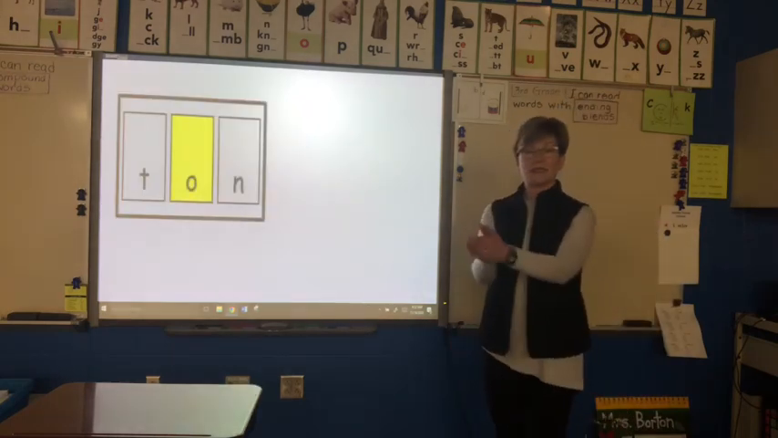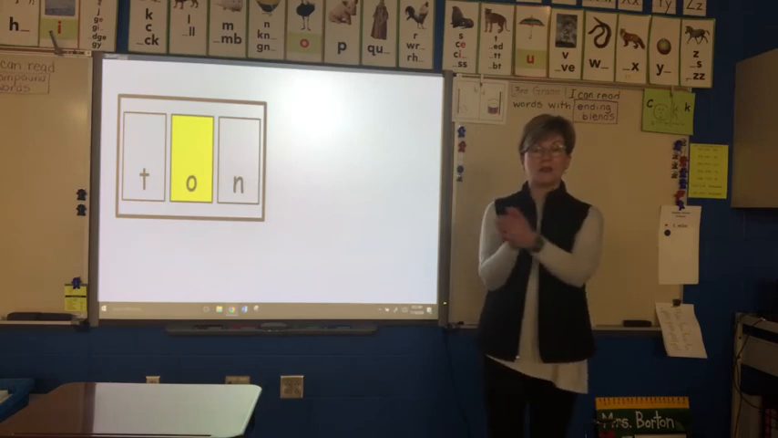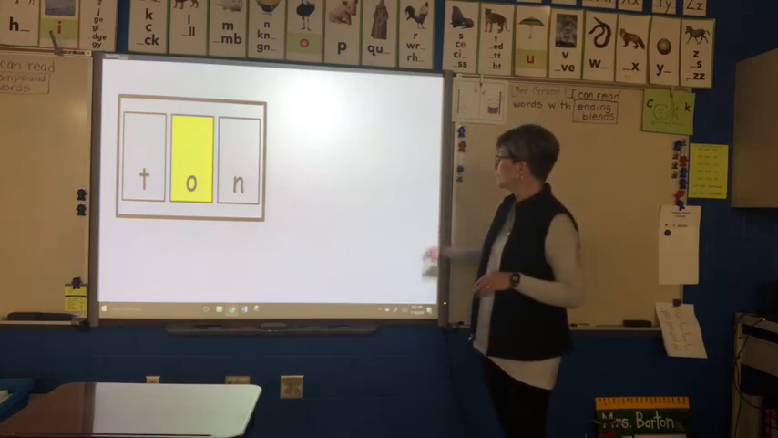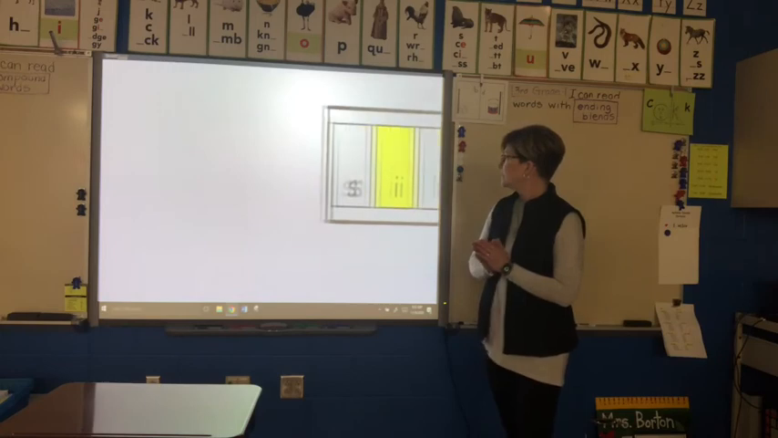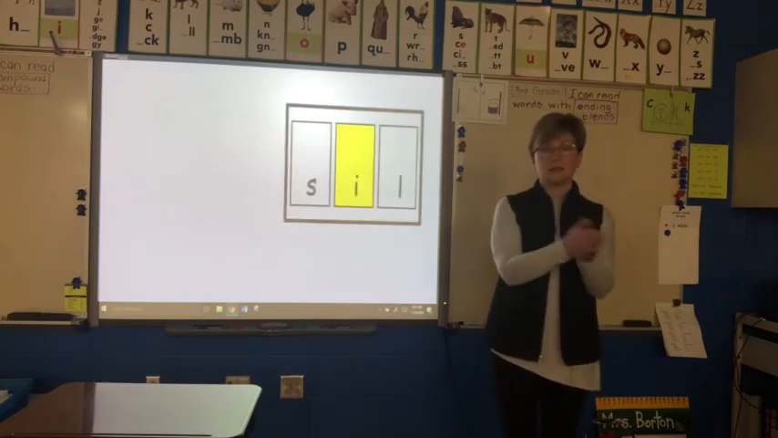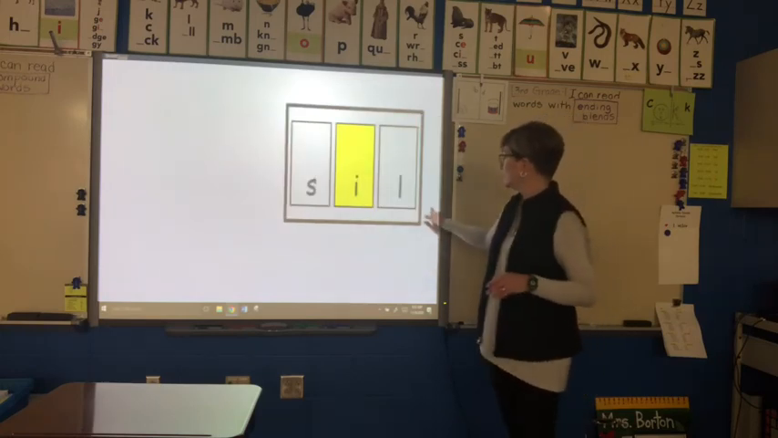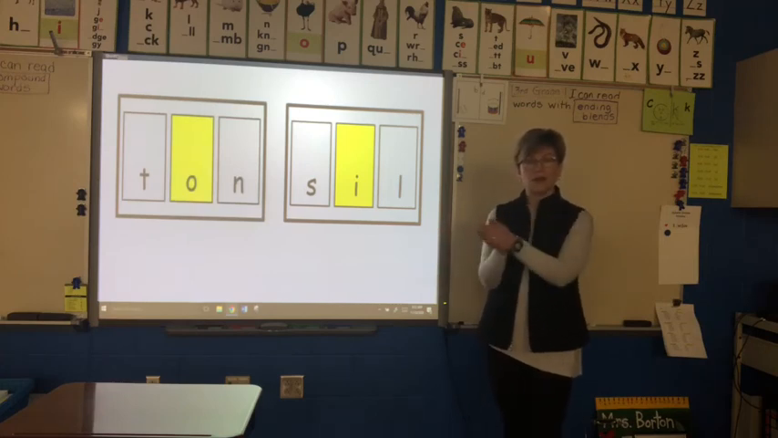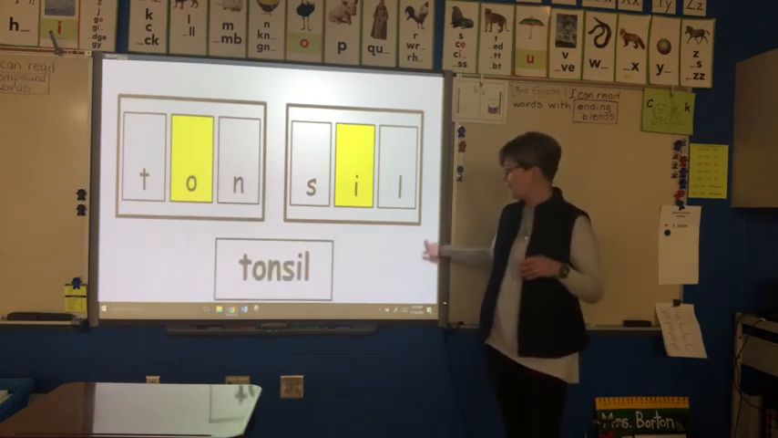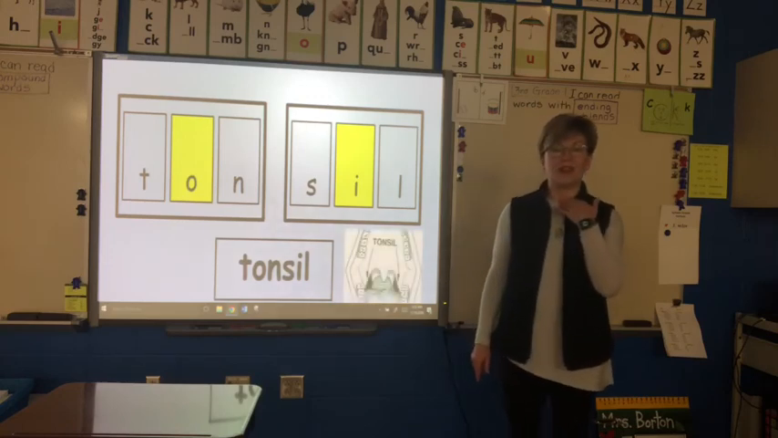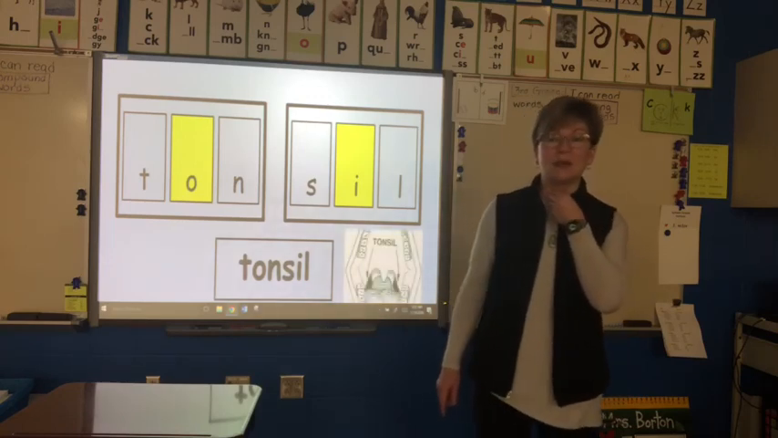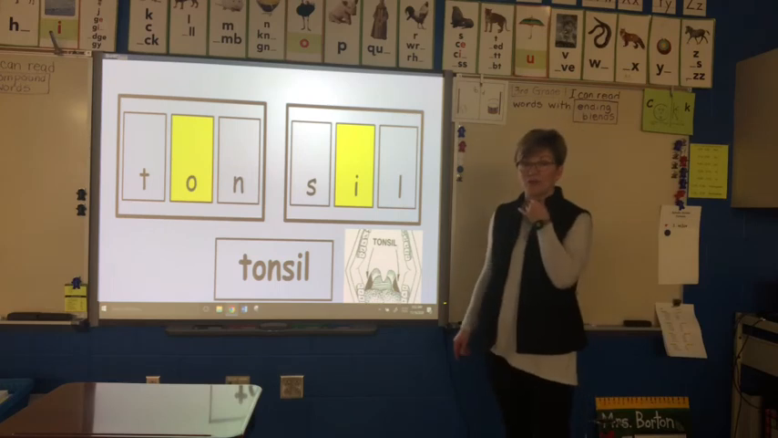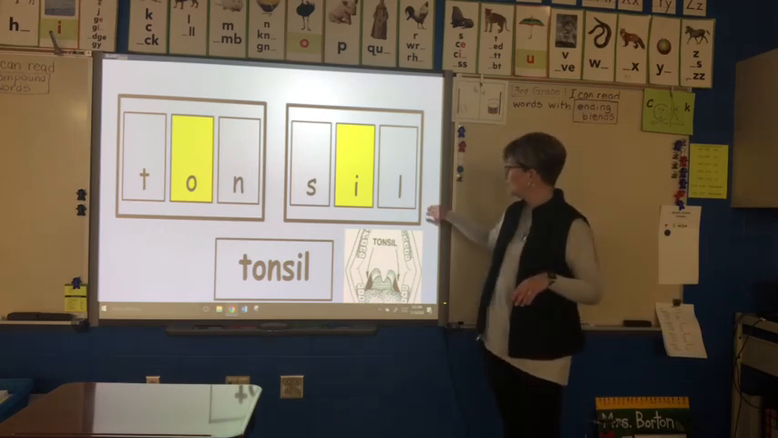All right, ton, sill, tonsil, tonsil. Tonsil. In the back of your throat, you have some tonsils. Sometimes they take them out if you continue to have sore throats. Tonsil.